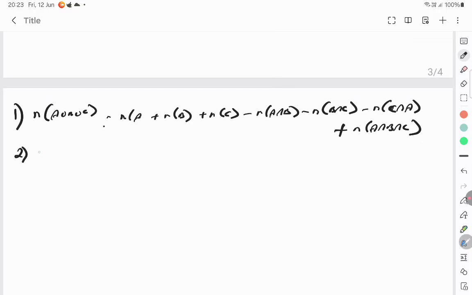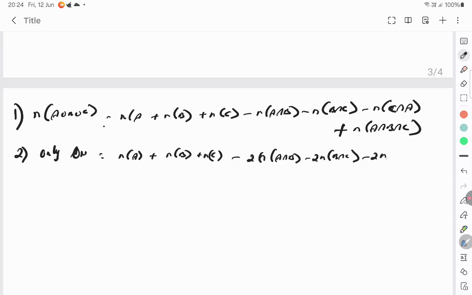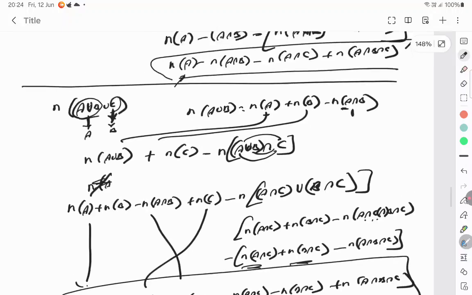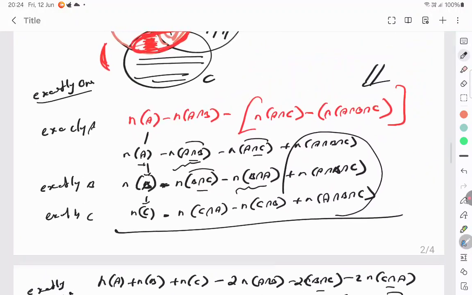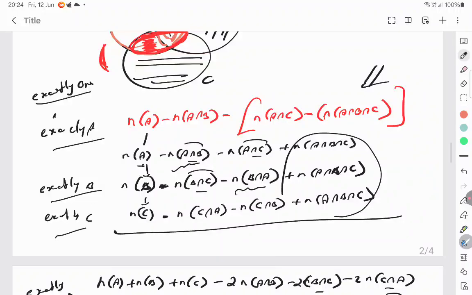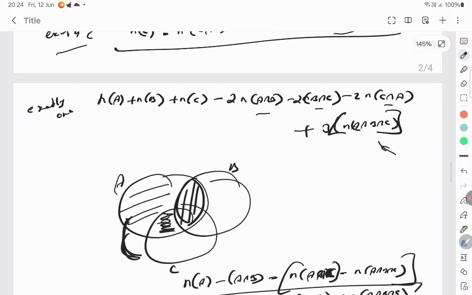The next formula that I want is for only one, which refers to exactly one set. Only one is equal to n of A plus n of B plus n of C, minus 2 times n of A intersection B, minus 2 times n of B intersection C, minus 2 times n of C intersection A, plus 3 times n of A intersection B intersection C. We wrote it here. Can you see how I derived exactly A, exactly B, or only A, only B? You should also know only A's formula.